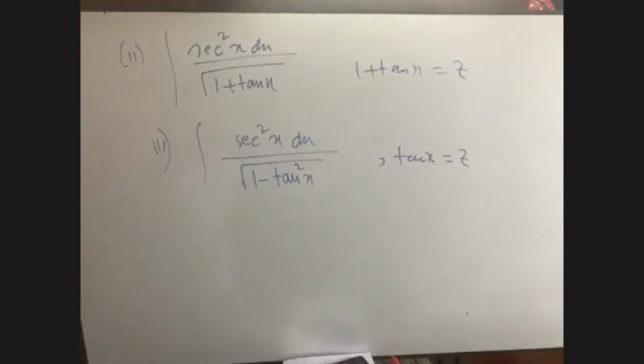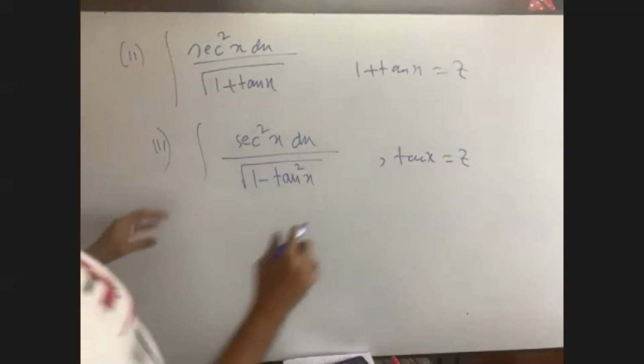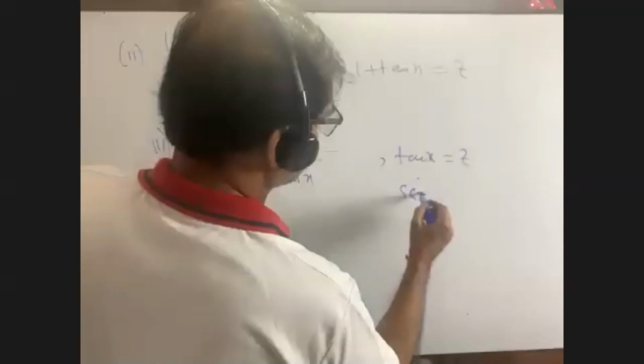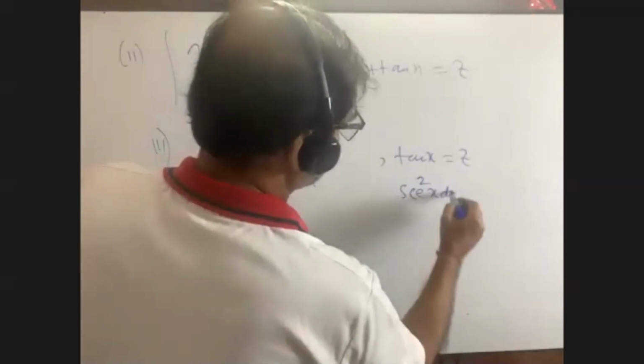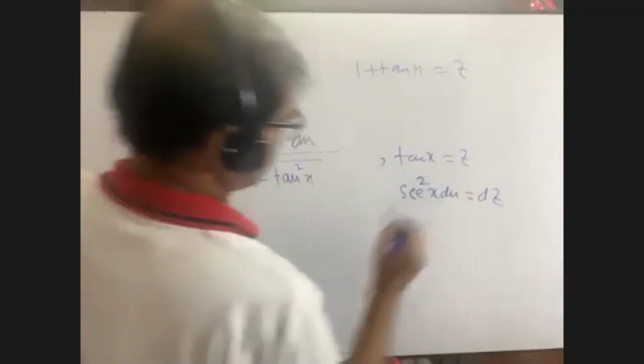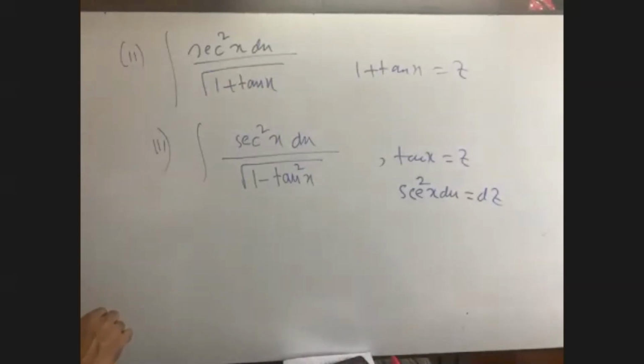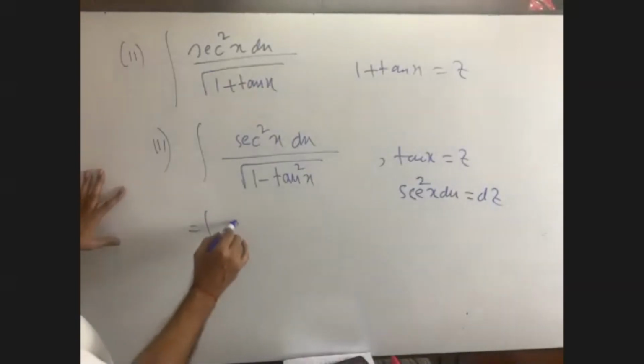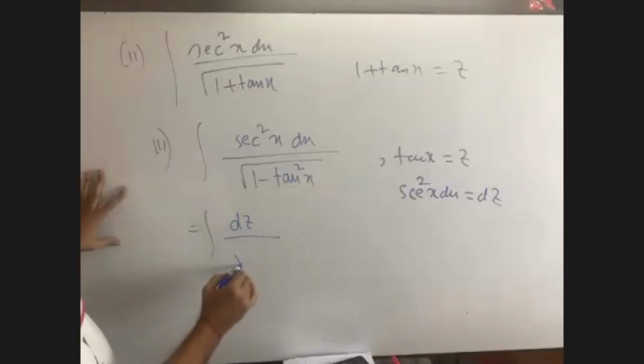This one. It is what? Sec square x dx equals what? dz, right? So we can write it dz.